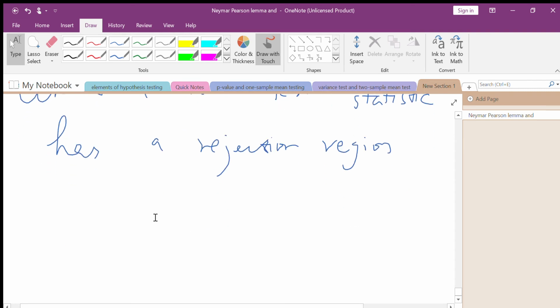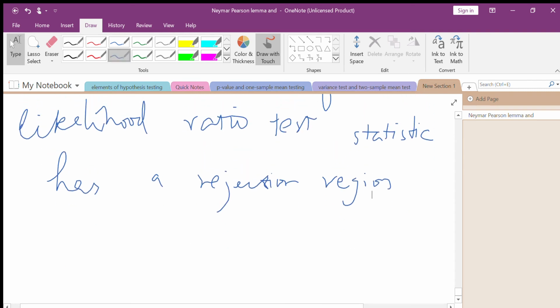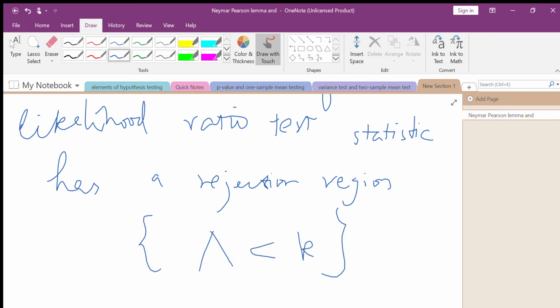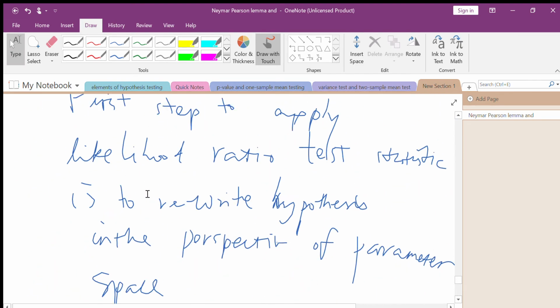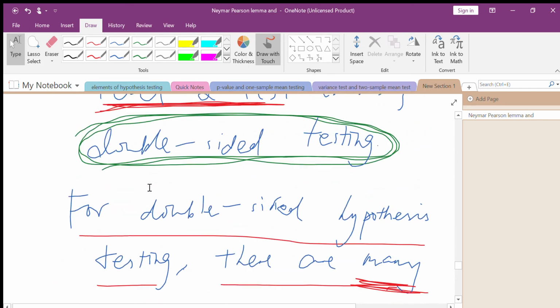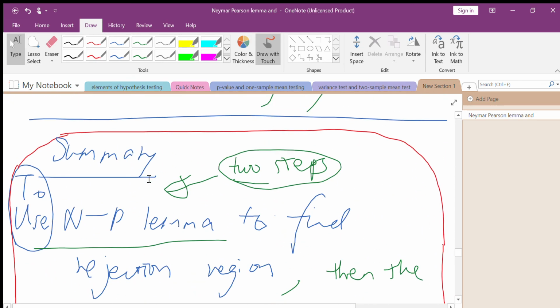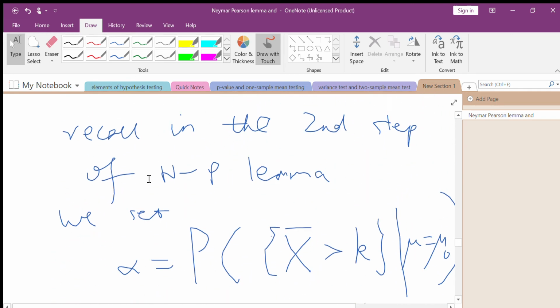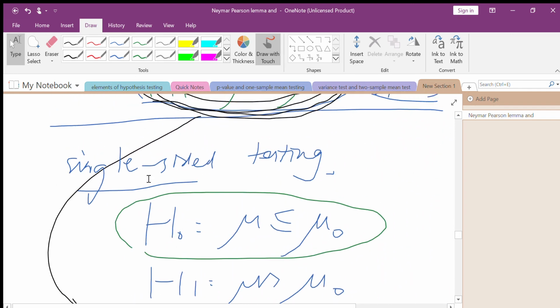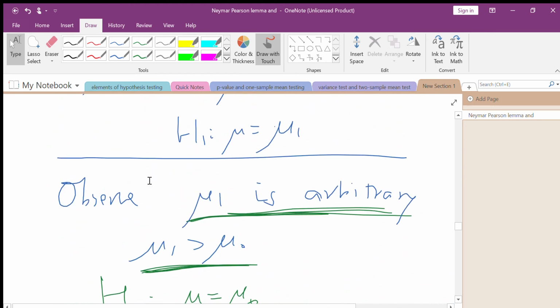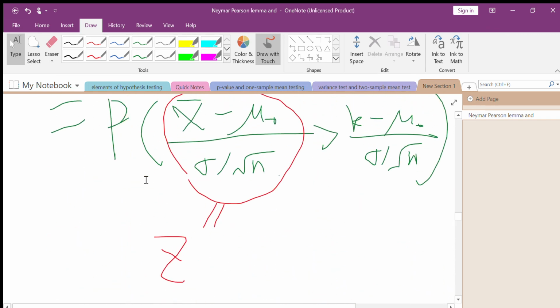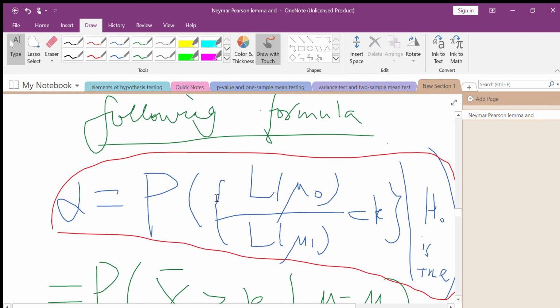The likelihood ratio test has a rejection region as a set, capital lambda less than some constant k. And how to determine k? Let's review how to determine k in our Neyman-Pearson lemma. The second step is to set alpha equal to the probability of this rejection region, given H null is true.